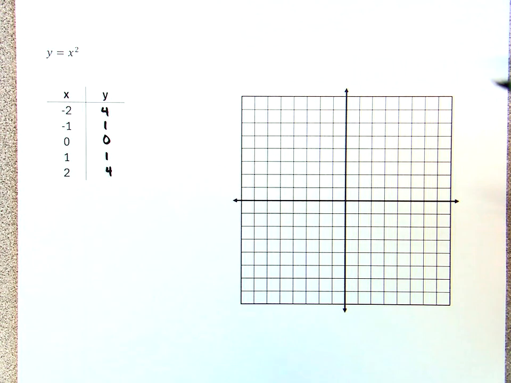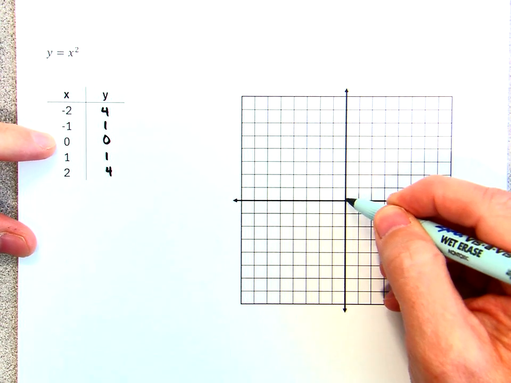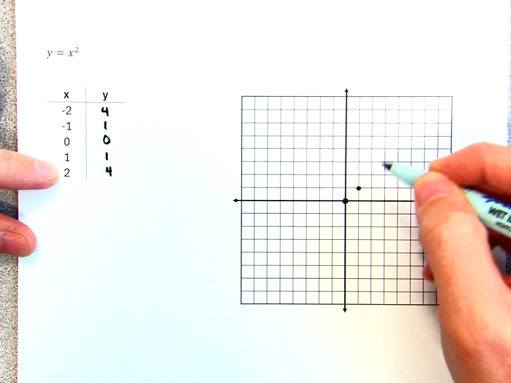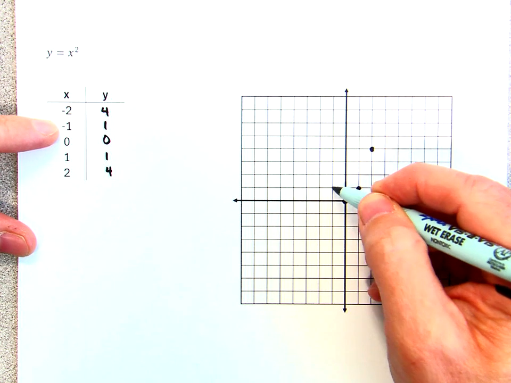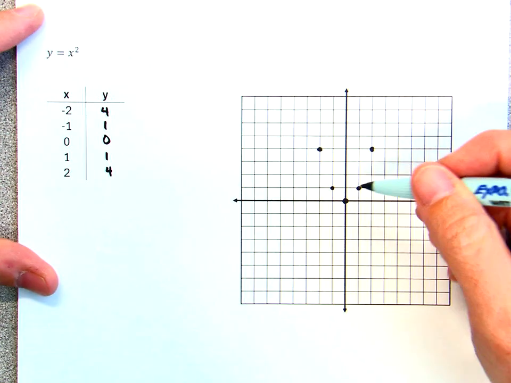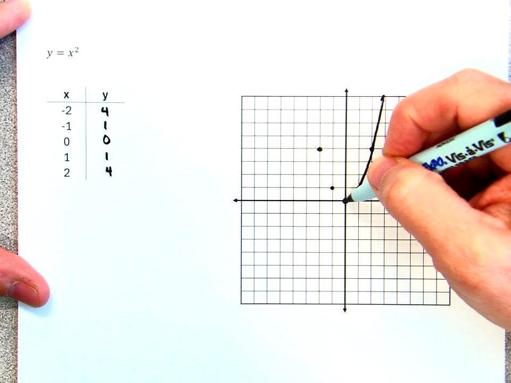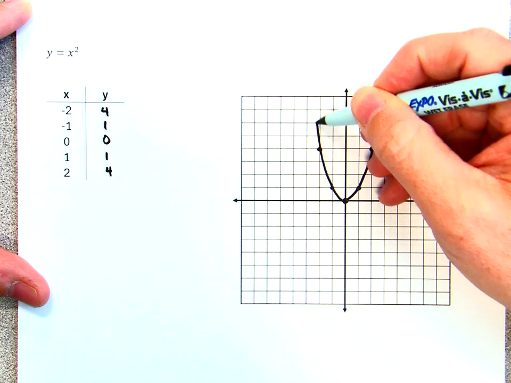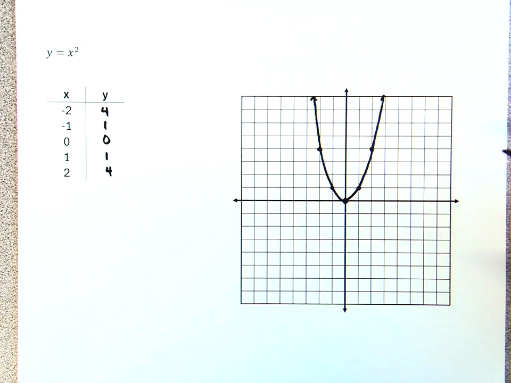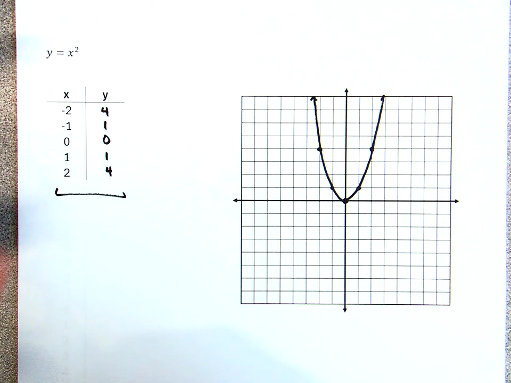So if I plot these points on the coordinate plane, I'll start with 0, 0, then 1, 1, 2, 4, -1, 1, -2, 4. And then we can always just connect the dots. And we see that we have this increasing motion on each side to get that U, or what we call a parabola. But these 5 points right here, I'm going to use these extensively in this video.